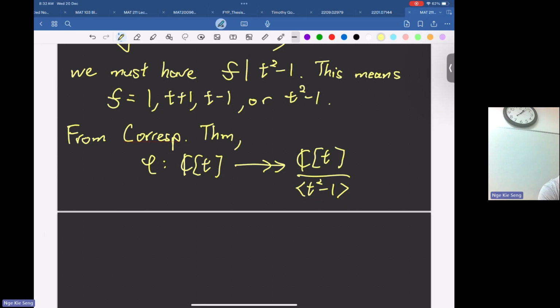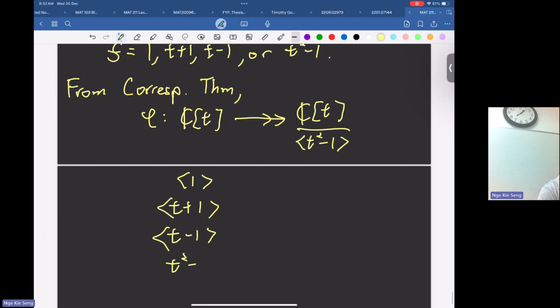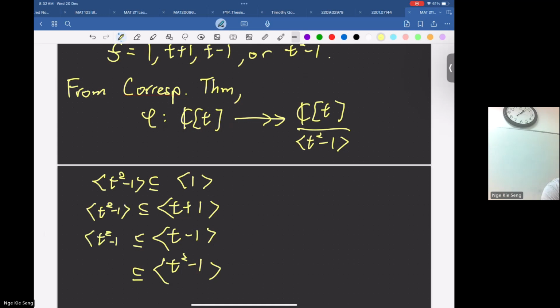So you have the ideal generated by 1 here, t squared, t plus 1 here, t minus 1 here, and then t squared minus 1 here. Right, so these are the ideals here. And then all these ideals will contain the kernel, which is the ideal generated by t squared minus 1.